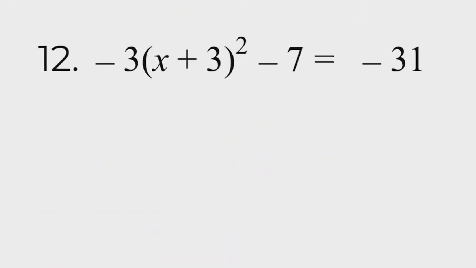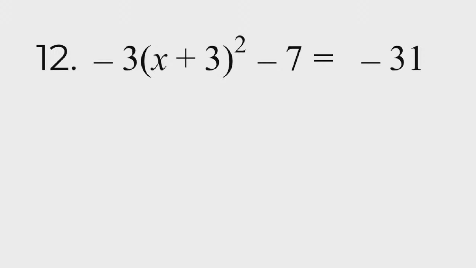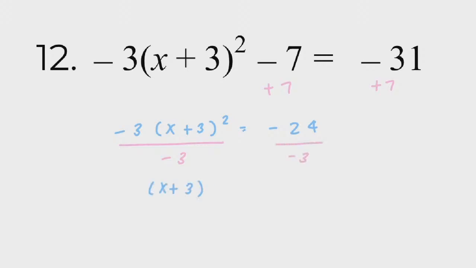And in this next one, we want to isolate x plus 3 squared. So first we're going to add 7 to both sides. So we get -3 times x plus 3 squared equals -24. Then we're going to divide by -3. So we get x plus 3 squared equals 8.